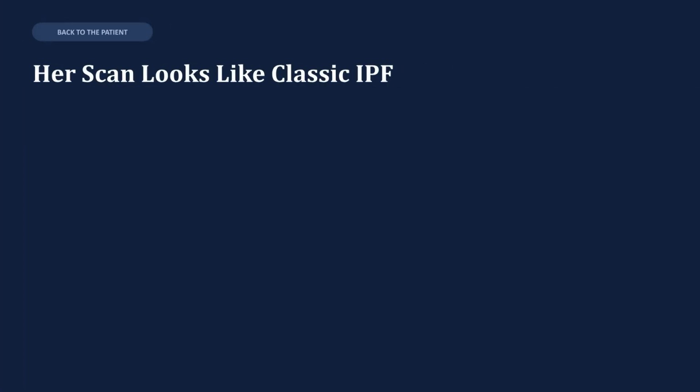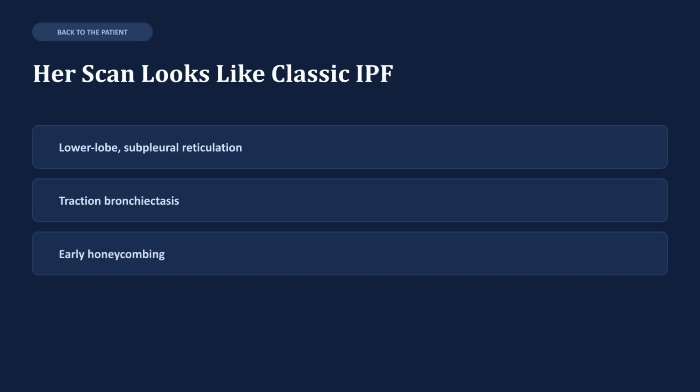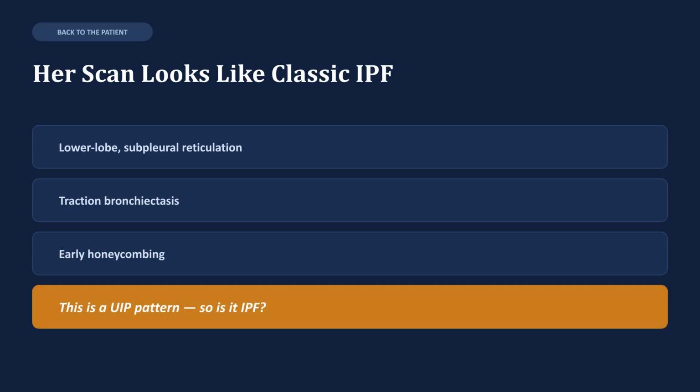Her high-resolution CT shows lower lobe, subpleural reticular scarring, traction bronchiectasis, and early honeycombing. This constellation has a name, a usual interstitial pneumonia pattern, UIP, and UIP is the fingerprint of idiopathic pulmonary fibrosis. The team is ready to call it IPF and start antifibrotic therapy. Pause here and ask, have we actually earned the word idiopathic?